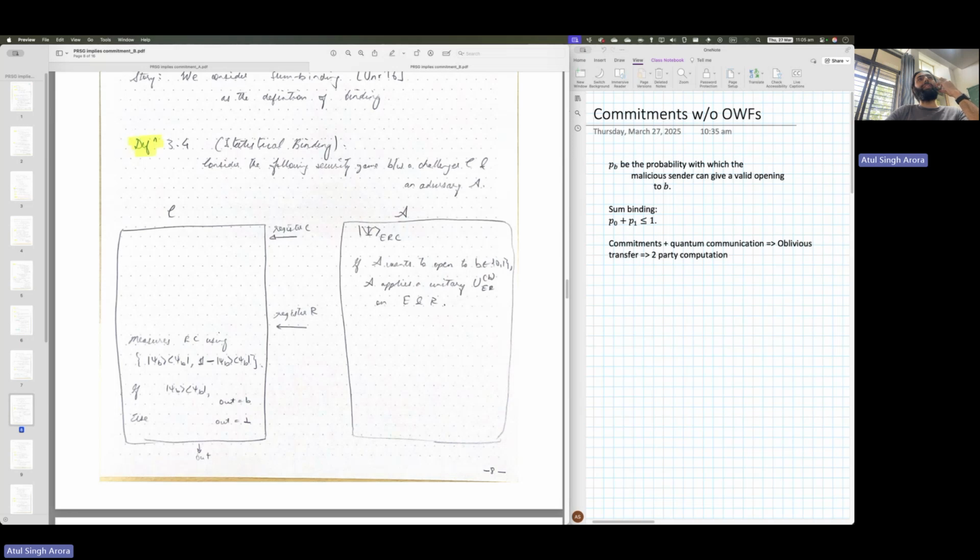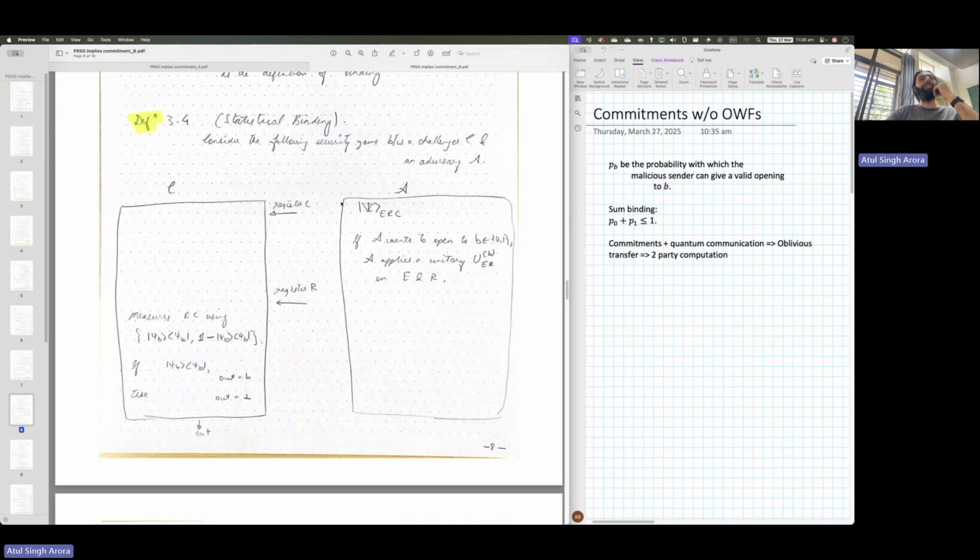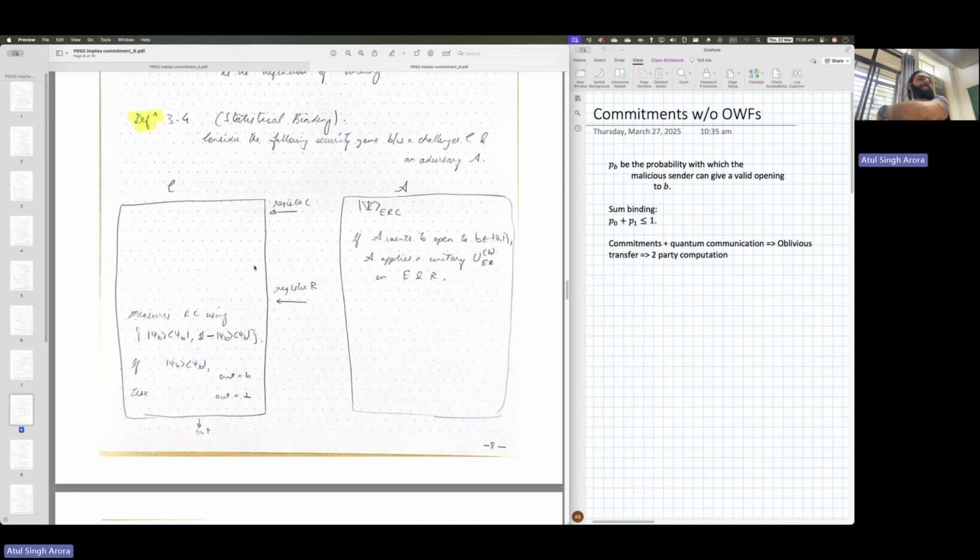We want statistical binding, and here the notion is sum binding. Consider the following game. There's the challenger, and here's the adversary. Now the adversary is the sender, so it's preparing some arbitrary state on registers E, R, C, and it sends register C to the challenger, and that's the commitment. Then for the opening, say the adversary A wants to open to little b in {0,1}. The most general thing we can think of is that A applies some unitary U, which is U0 or U1 depending on whether it wants to open to 0 or 1, on registers E and I. E is the environment, in a sense, and register I is sent to the challenger.